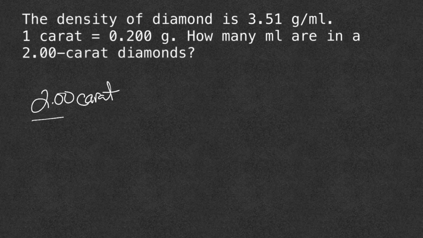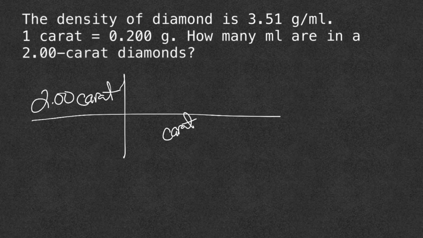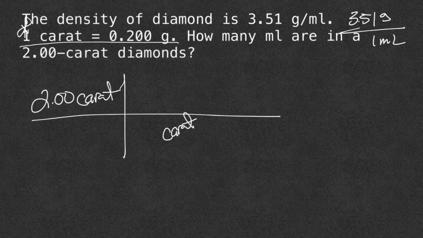So I'm going to put my given, set up my cross, bring down my unit. I just went ahead and wrote carat out. Now we've got our conversion factors. We've got 1 carat equals 0.200 grams, and we can use this density. We can say that this is 3.51 grams per 1 milliliter. We're going to use both of these. First, we need one with carats in it. So of course, this first one is going to be the best one. 1 carat equals 0.200 grams.